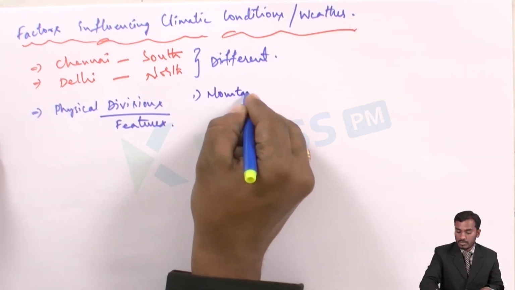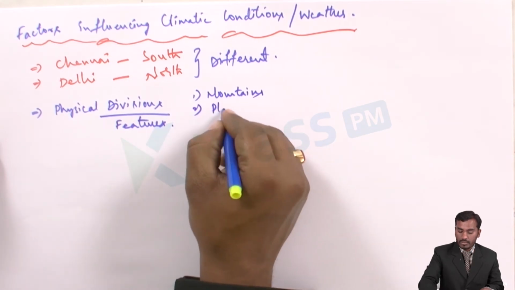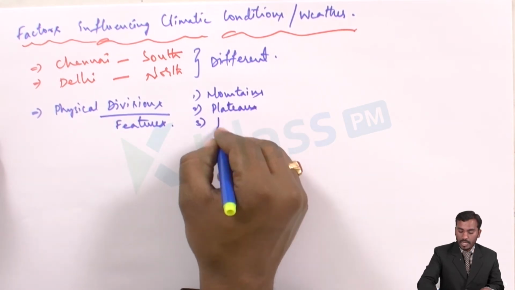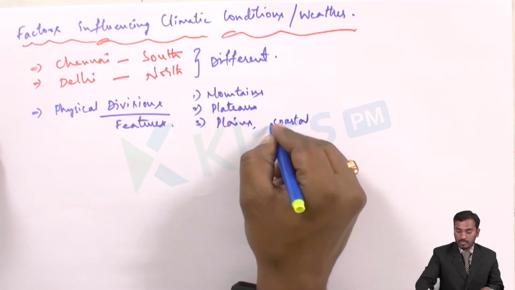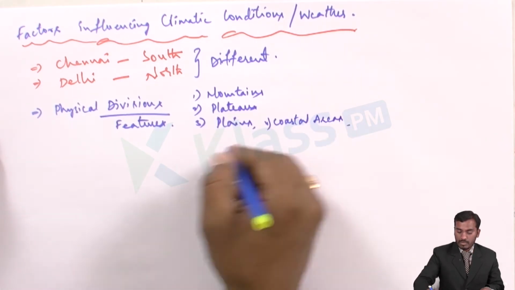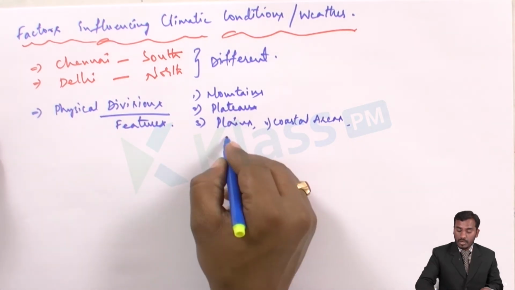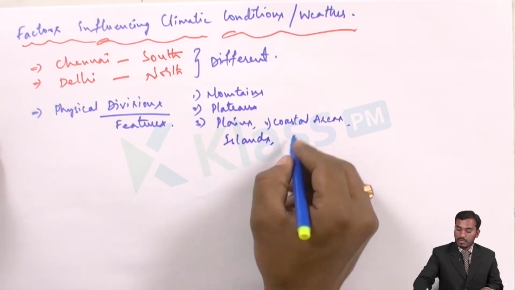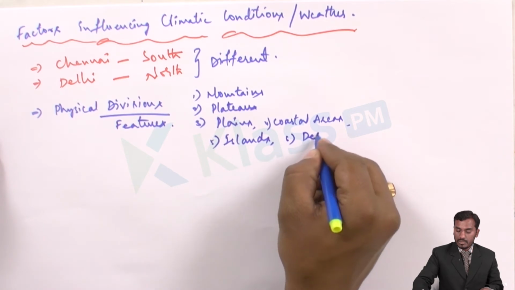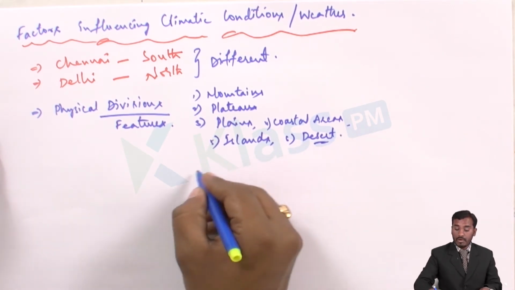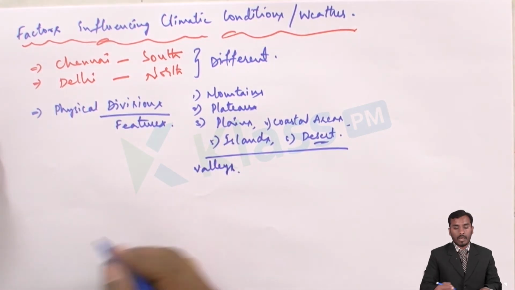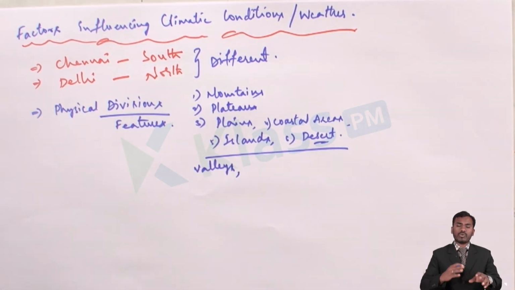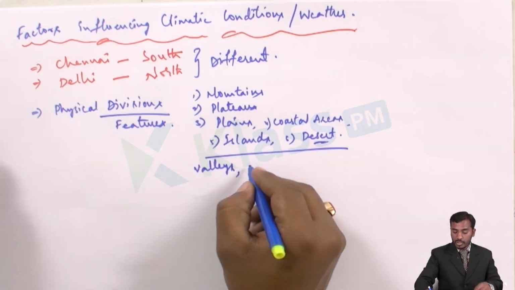Mountains, plateaus, plains, coastal areas, as well as islands, deserts. Apart from these, we even have valleys. Am I right? Like this, we have different types, even hill stations.